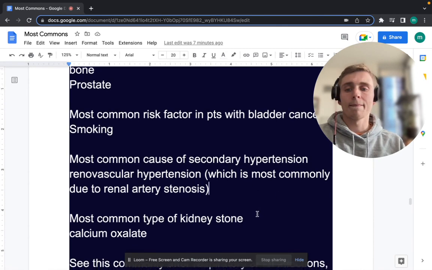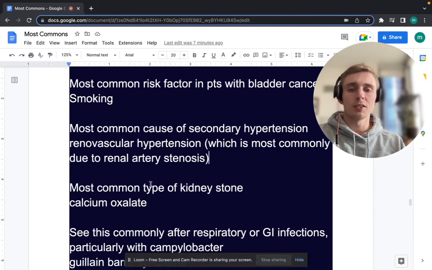How about the most common type of kidney stone? The most common type of kidney stone is just going to be calcium oxalate kidney stone. So calcium oxalate kidney stone is the most common type.